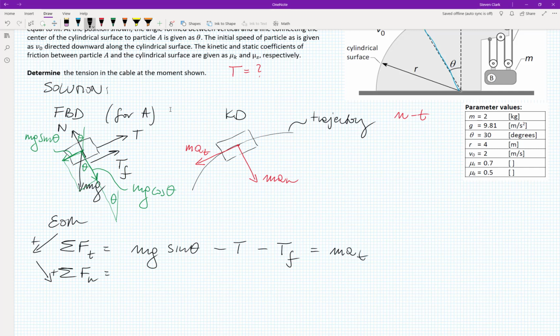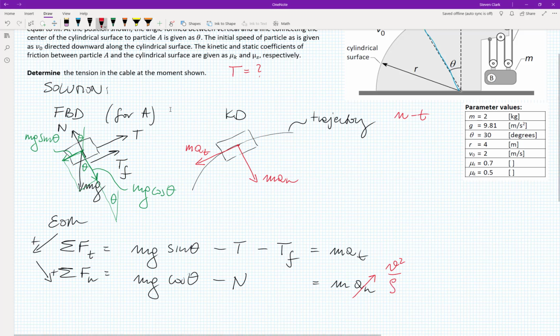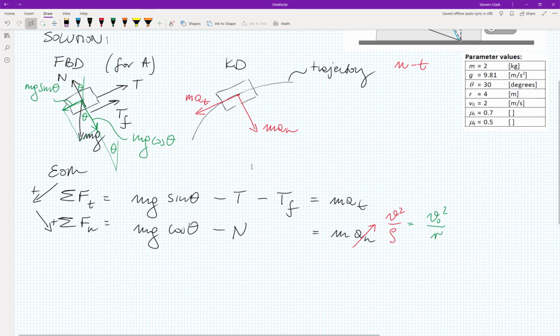How about the n direction? I have mg cosine acting in this direction and N acting in the negative direction, and this is equal to m a_n. In curvilinear motion, we can also replace m a_n with m v squared over rho. In our case, this is equal to v0 squared, and rho is constant, rho is R. So we ended up with such an equation.